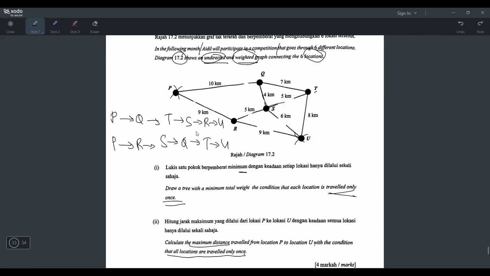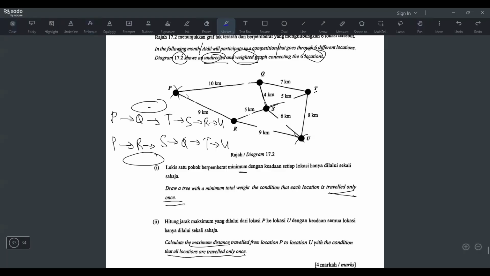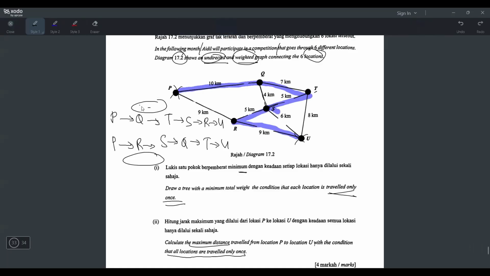Yeah. So I think this is the only two paths if you want to go from P to U, right? And you can calculate the distance here and the distance here to find out how far it is. So what is the distance from here? Let's use the highlight. So P to Q, Q to T, T to S, S to R, R to U. So let's take calculator. Press 10 plus 7 plus 5 plus 5 plus 9. 36 kilometers.